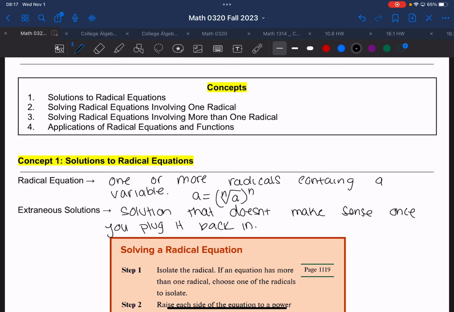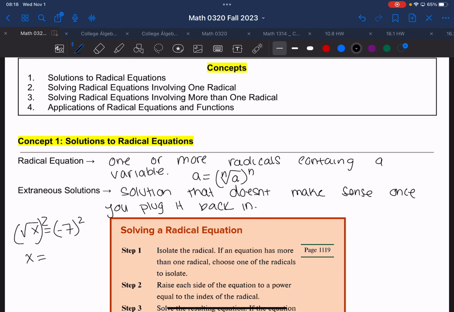An example of an extraneous solution is solving the equation the square root of x is equal to negative 7. Okay. In order to solve for x, what do we have to do to both sides to cancel out that square root? How do we cancel out a square root? You guys remember? Square it. Remember, the index for a square root is 2. So we would square both sides, and we would get x is equal to negative 7 squared, which is 49.